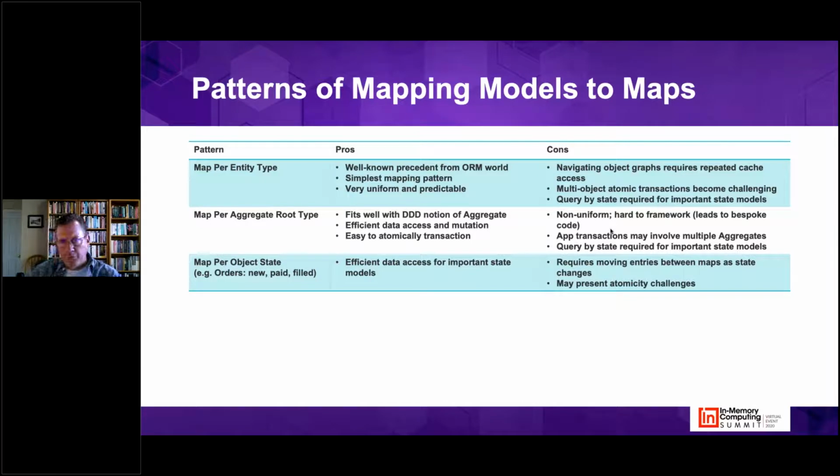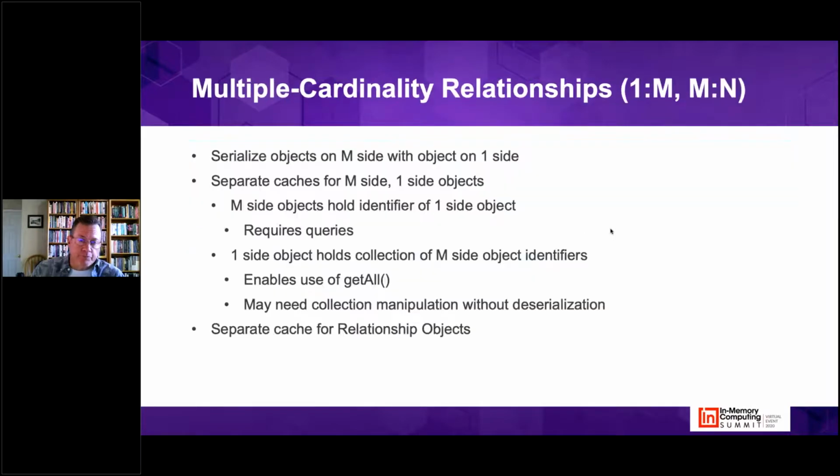So those are three major patterns for mapping domain models to maps in in-memory data grids. Let's talk about relationships now, because this is tricky.